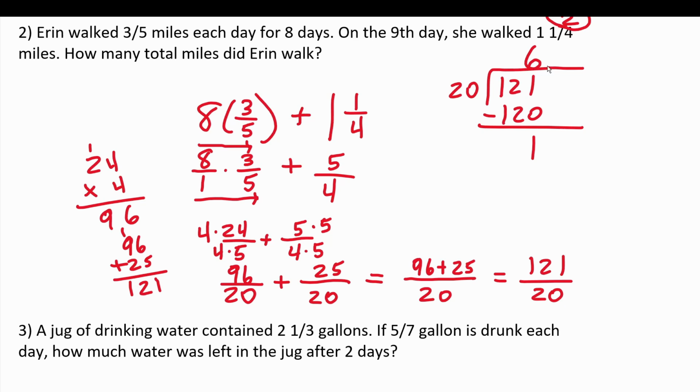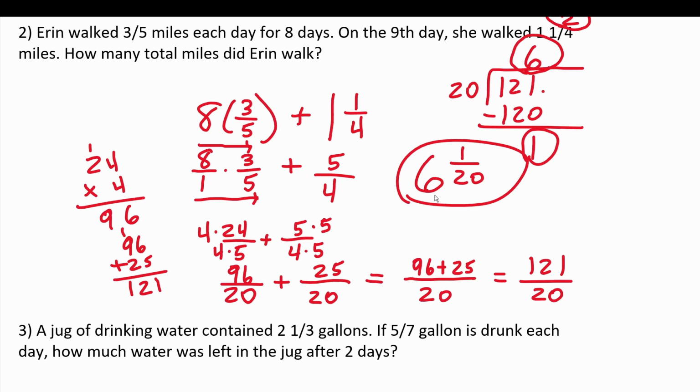Okay, so we can't proceed without adding a decimal here. So we know we're done. Again, we're going to write this as a mixed number. So this is going to be our whole number. This is going to be our numerator, and this is going to be our denominator. So, as it happens, Aaron walked a total of 6 and 1/20 miles during the course of those 9 days.